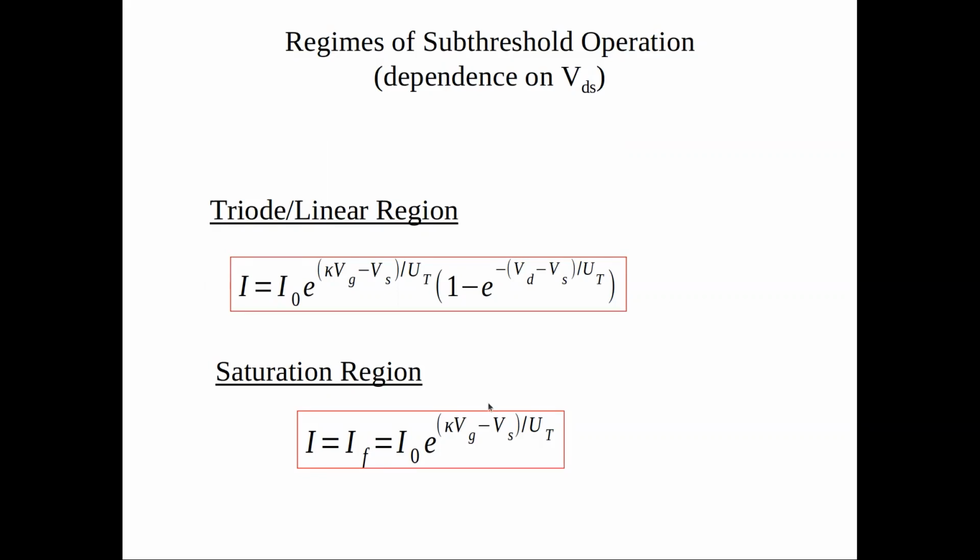So now you have to, yes? Could you repeat which value it is in saturation? When VDS is greater than 4 UT. If VDS is greater than 4 UT, you have e to the minus 4, and 1 minus e to the minus 4 is essentially 1. It's approximately equal to 1. And 4 UT is a nice number because at room temperature, it's 0.1 volts. It's 100 millivolts. That's why the community uses this convention.